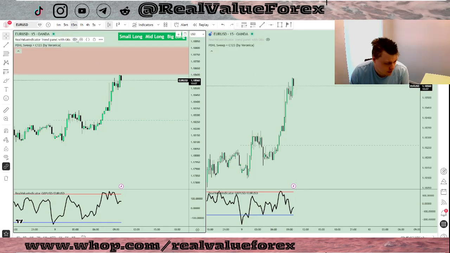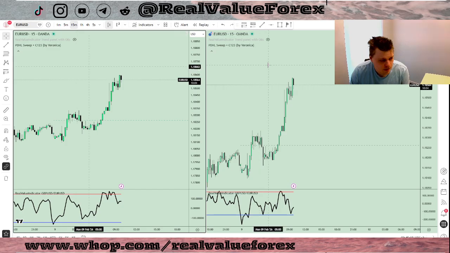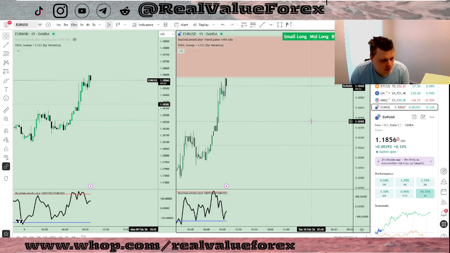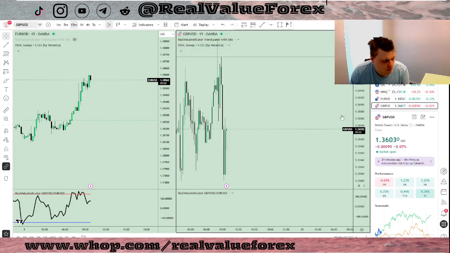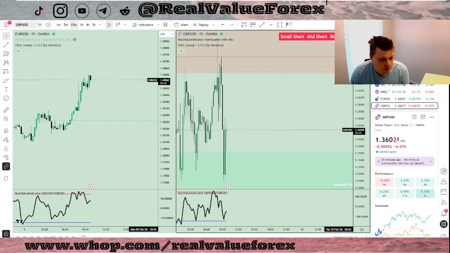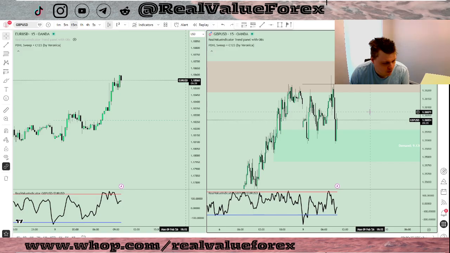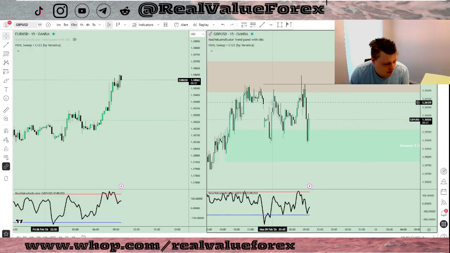Trend is up, like every trend is up. Same here, now I have 2 EURUSDs. This should be my GBPUSD 1. So here let me put GBPUSD 1. Okay, GBPUSD is bearish actually, quite opposite. Do we have anything in here?